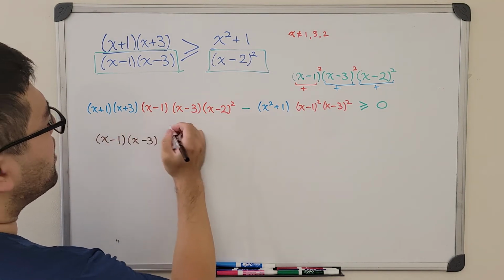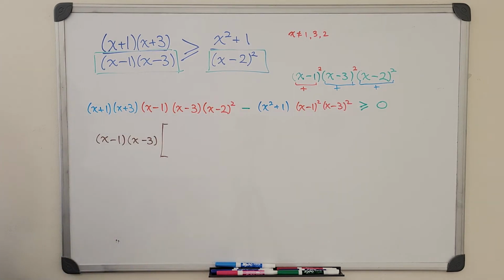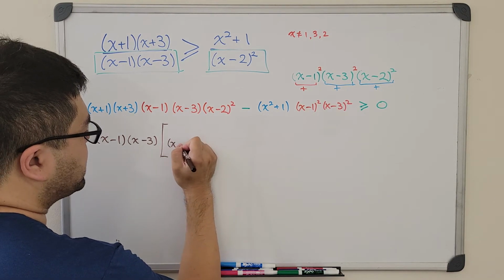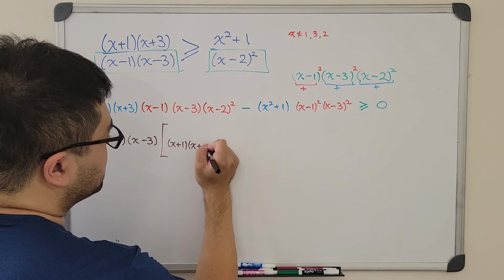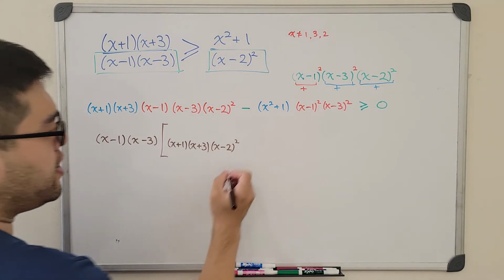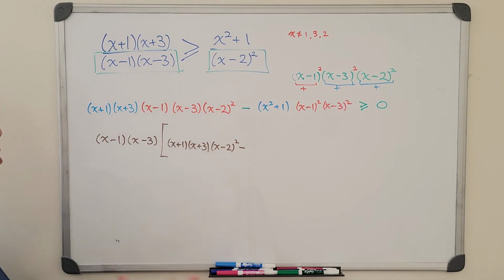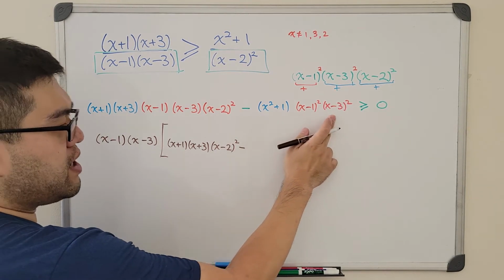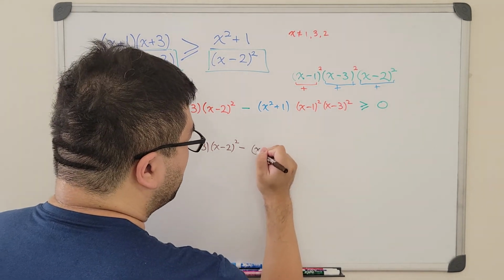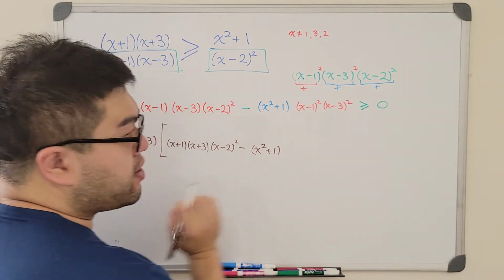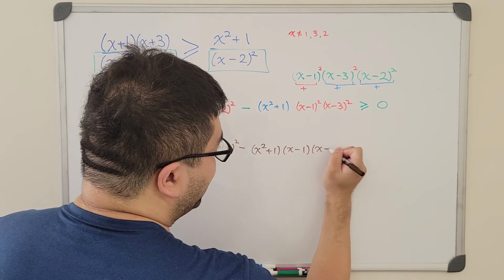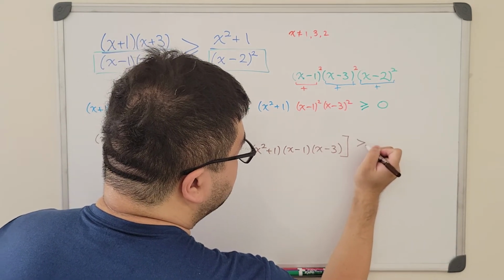Now we just need to put everything else together. For the first term, after factoring out x minus 1 and x minus 3, we have x plus 1 times x plus 3 times x minus 2 quantity squared, minus the second term. What do we factor out? One copy of this and one copy of that. So we have one copy left for each factor, meaning we have x squared plus 1 times x minus 1 times x minus 3, which is greater than or equal to 0.